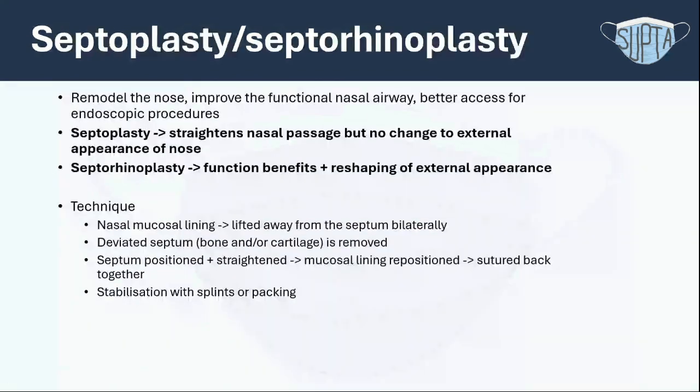So septoplasty and septorhinoplasty is essentially remodeling the nose to improve the functional nasal airway, and then better access for endoscopic procedures as well. So septoplasty is straightening the nasal passage, but with no change to the external appearance of the nose. And septorhinoplasty is when you have the functional benefits, but also reshaping of the external appearance. So this tends to also be known as a nose job, just in colloquial terms. So the technique is mostly lifting the nasal mucosal lining away from the septum bilaterally, and then stabilization ultimately with splints or packing when you're realigning the septum internally.